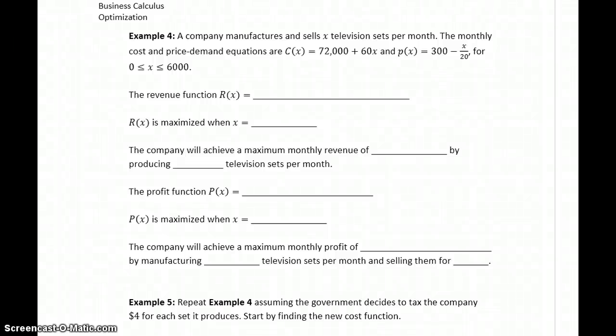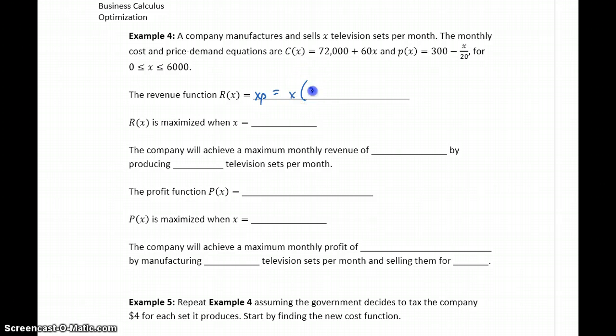Examples 4 and 5 are going to be similar to what we've done with the first few, but sort of blending some of that together and adding one additional step, which we'll see. So in example 4, we have a company that manufactures and sells X television sets per month. We're given a cost function and a price demand equation and a domain for both of those functions, in this case 0 to 6,000. So the first thing we want to do is generate the revenue function, which again comes from taking X times P.